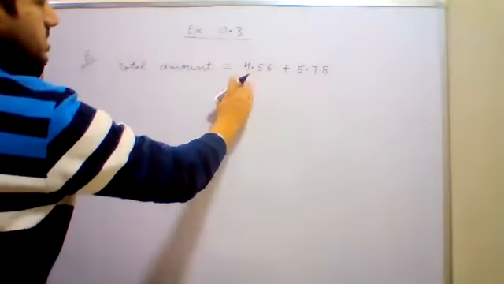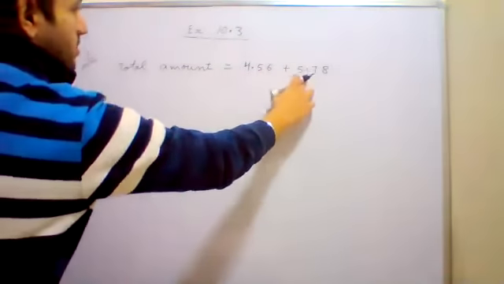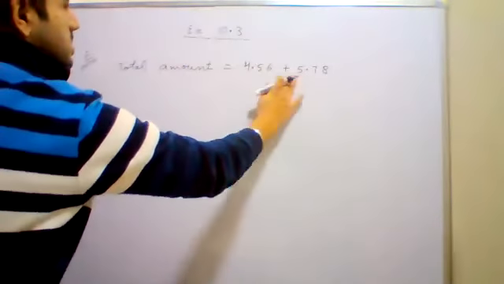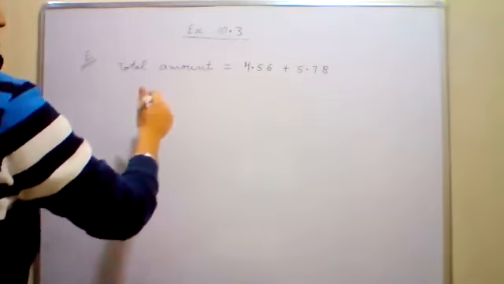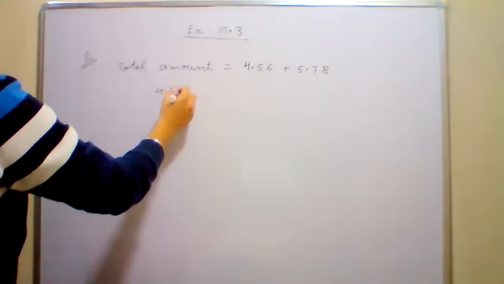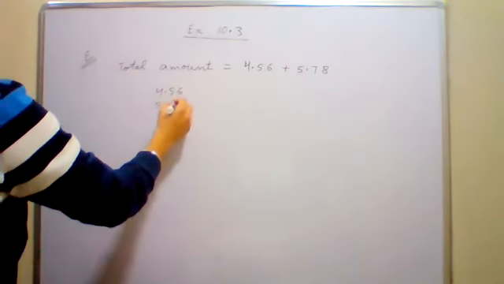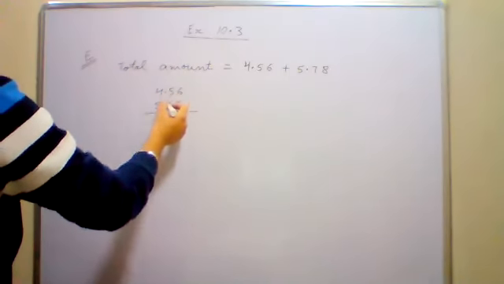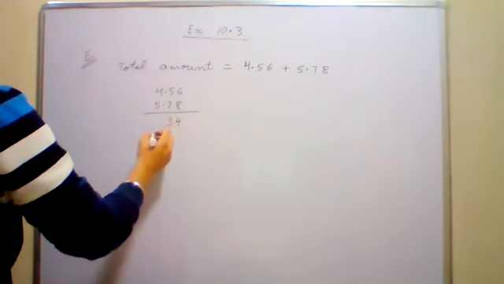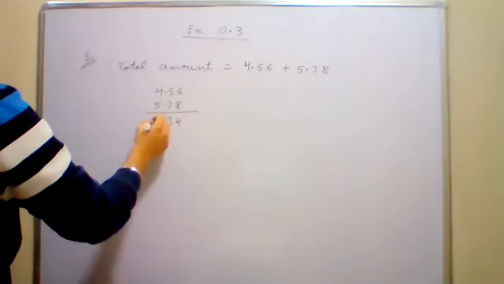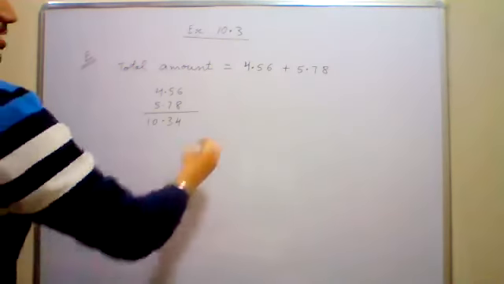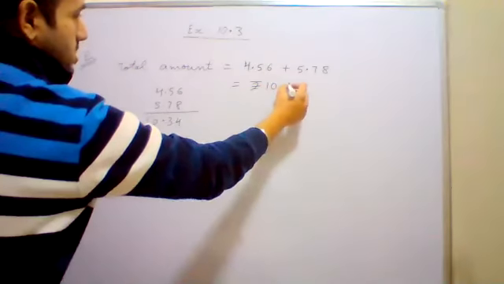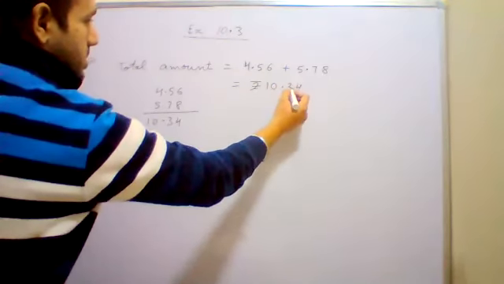So 4.56 is the cost of a pencil and 5.78 is the cost of a ruler. If you add these two numbers, you will get the total amount. Let's add the two numbers, 4.56 and 5.78. So 8 plus 4 is 14, 1 carry over. 6 plus 7 is 13, plus 1 is 14. So 10.34. The sum is 10.34 rupees. 10.34 means 10 rupees 34 paise.